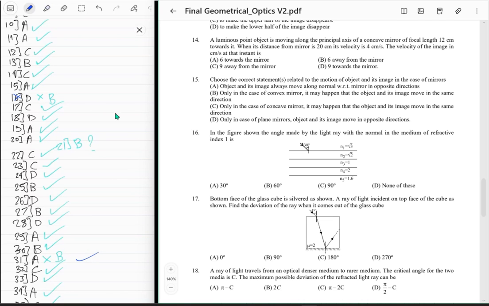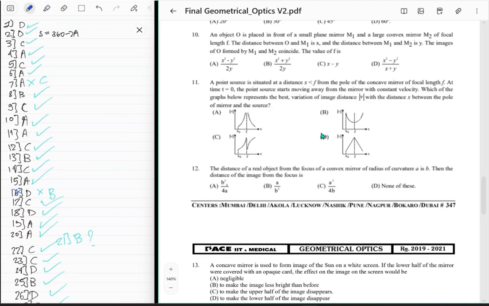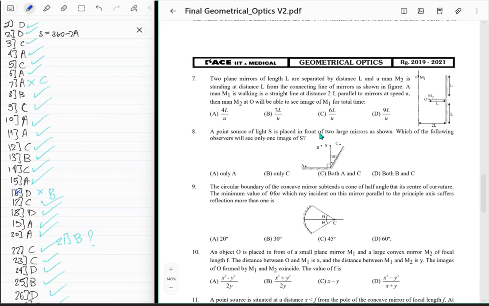Fine. So the next one, 7th. So 7th A is not correct. C is correct. Two plane mirrors. Okay, man, M2 is standing there.